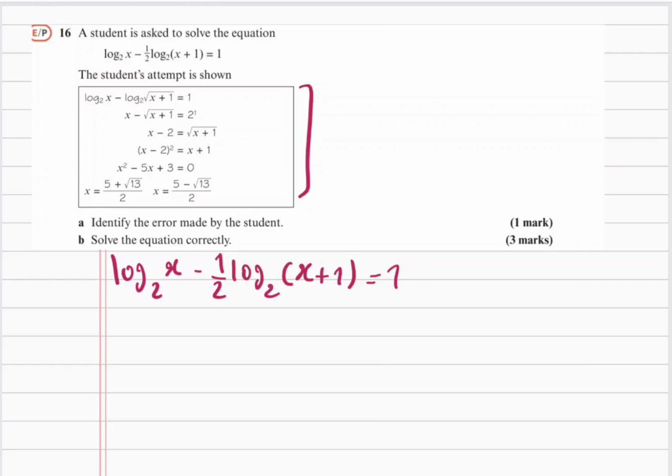remember that one of the properties of logs is that if you have a power inside, you can basically take that outside of the log and write that as a coefficient. So in this case, they have basically done the opposite. So x plus 1 to the power of half is the same as root x plus 1. So that's fine.